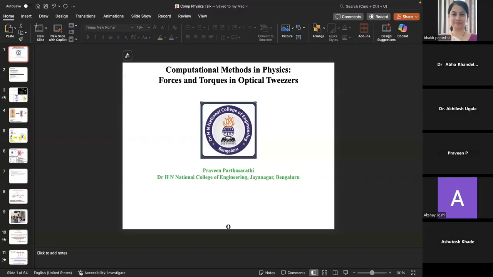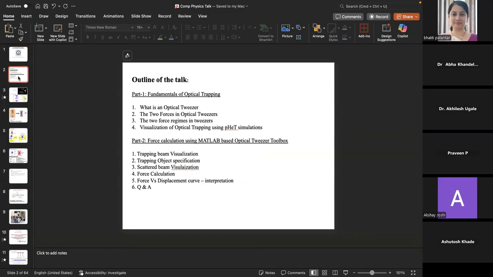Talks in optical tweezers. Firstly, let us try and understand what an optical tweezer is.